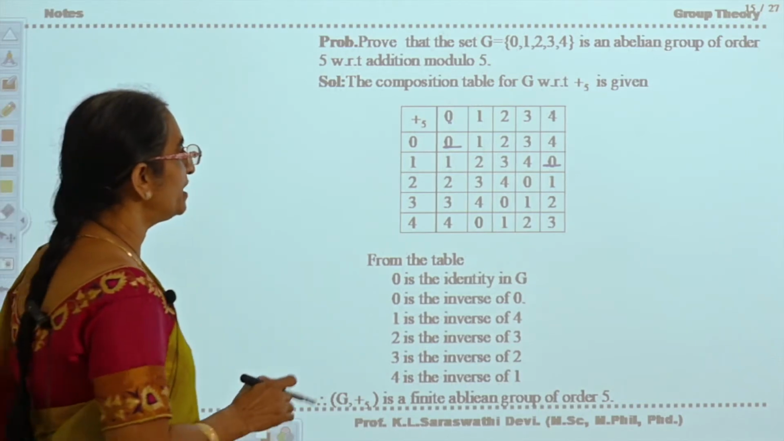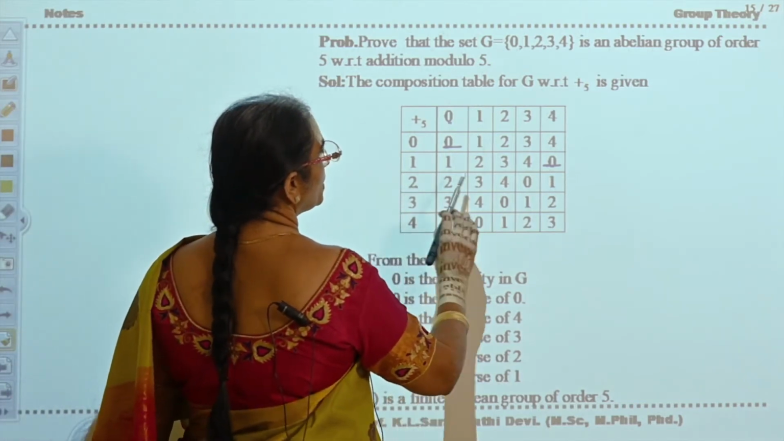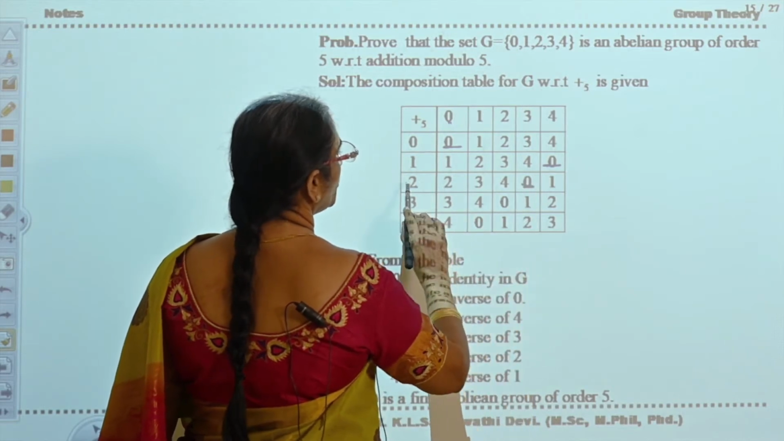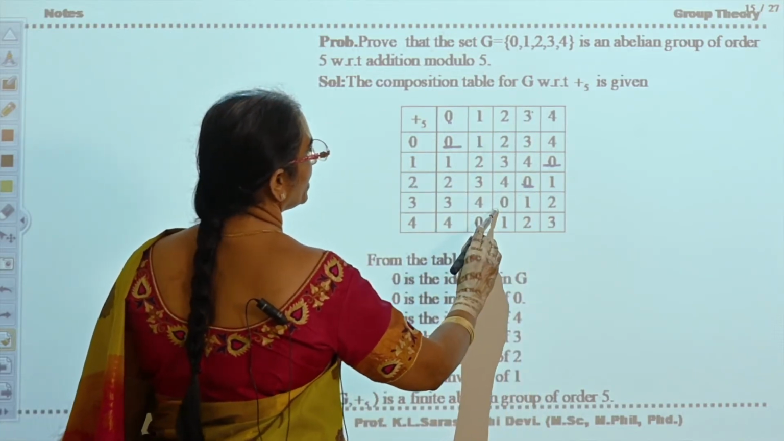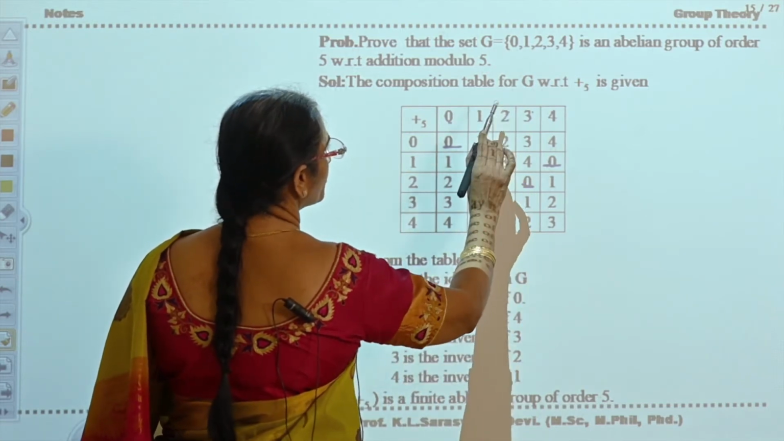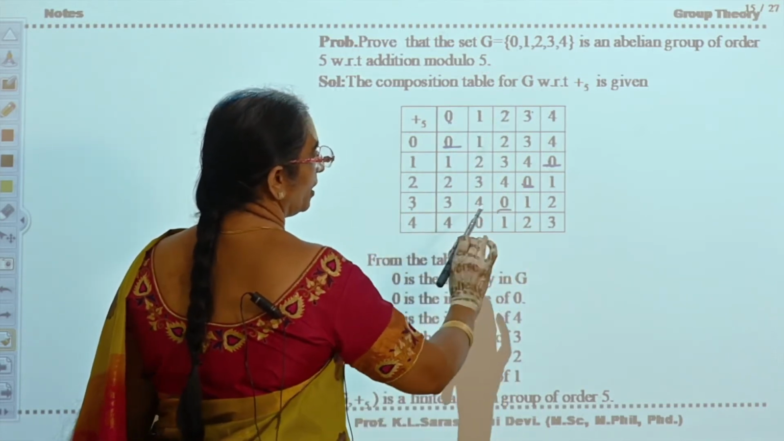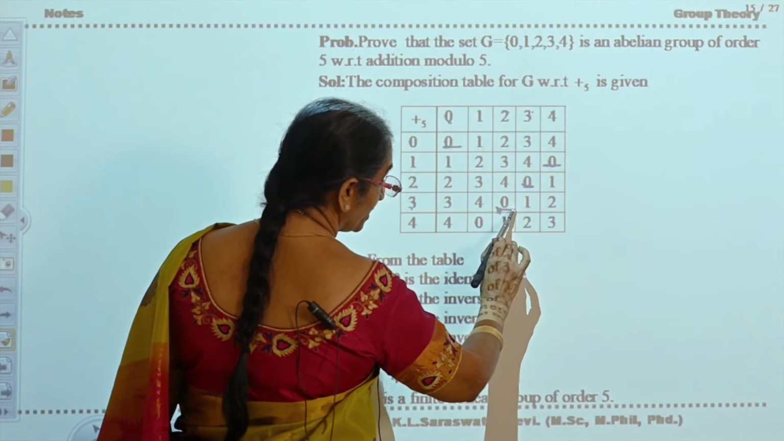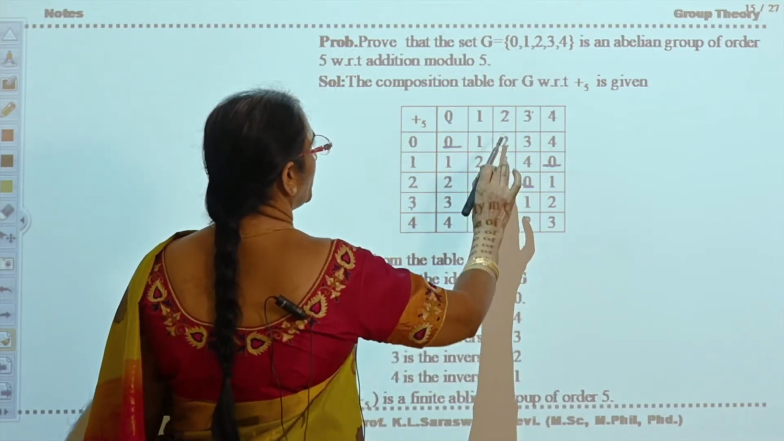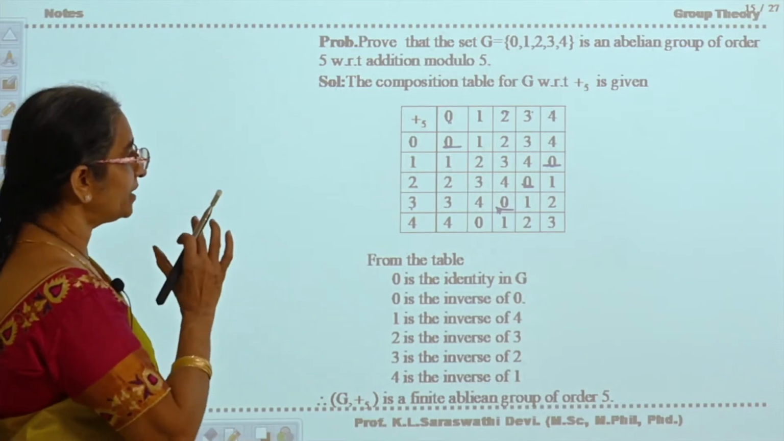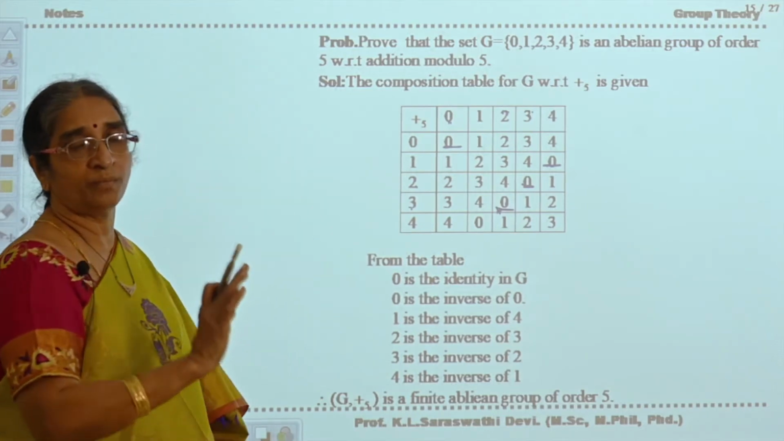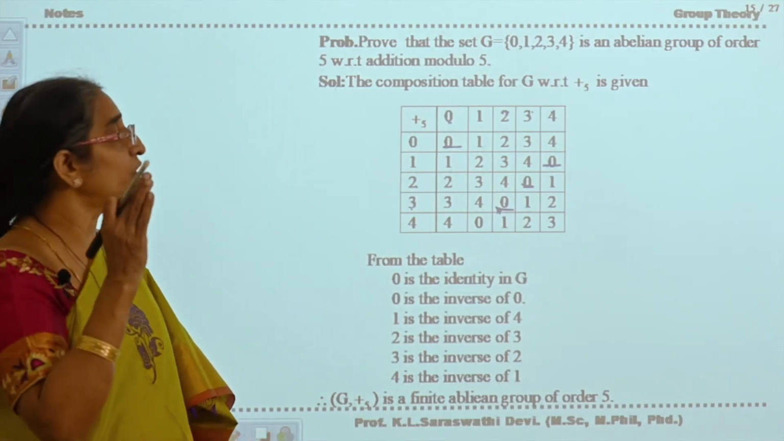Now, similarly here, 2 is underlined here. 2 is the inverse of 3, 3 is the inverse of 2. Similarly here, 3 is the inverse of 2, 2 is the inverse of 3. Underline the identity element, go to the top row and go to the left column, and the head of that row and the head of that column will be inverses to each other.